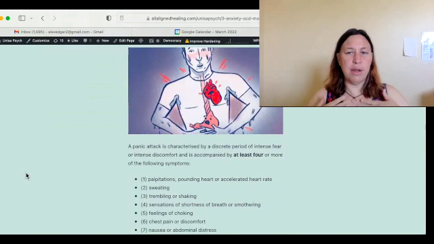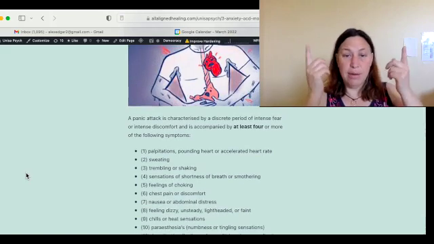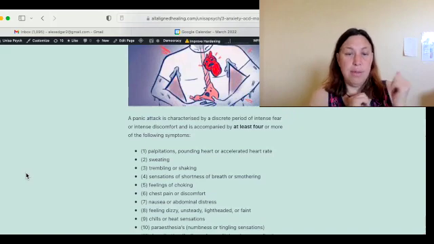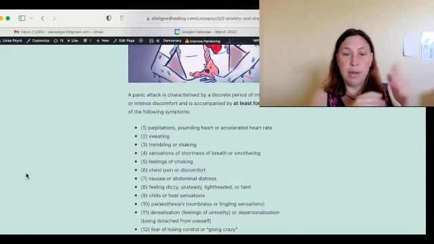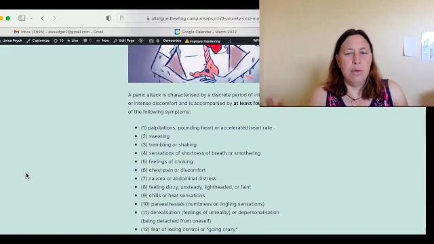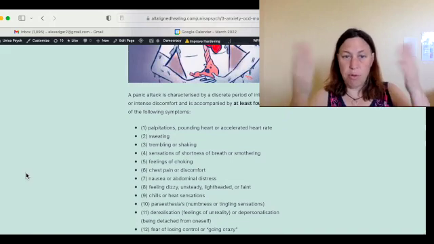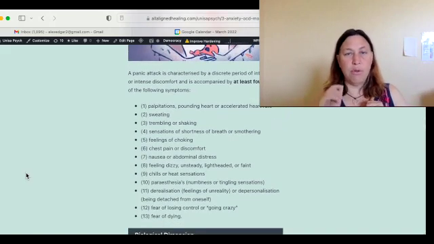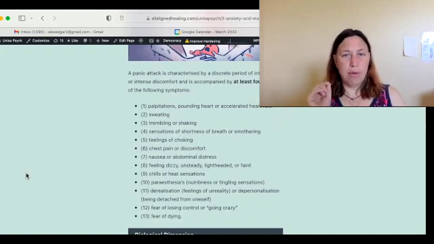Palpitations, pounding heart, accelerated heart rate, sweating, trembling, sensation of shortness of breath or smothering, feelings of choking, chest pain or discomfort, nausea or abdominal distress, feeling dizzy, lightheaded, faint, unsteady, chills or heat sensations, numbness or tingling. When you're really going in overdrive, you will experience that. Derealization, you feel as if you are unreal or as if reality is unreal. Depersonalization, you may not feel like you're in your body. You may be just observing from outside. Fear of losing control or going crazy, and fear of dying.